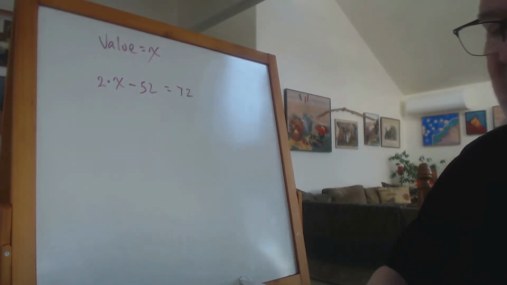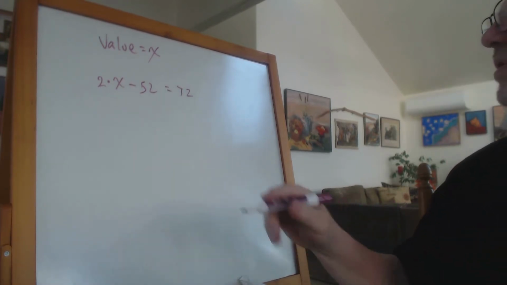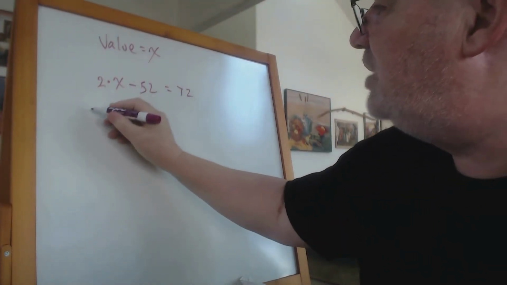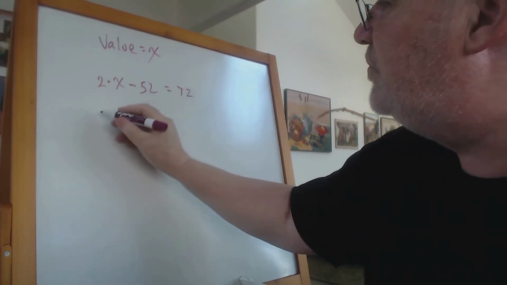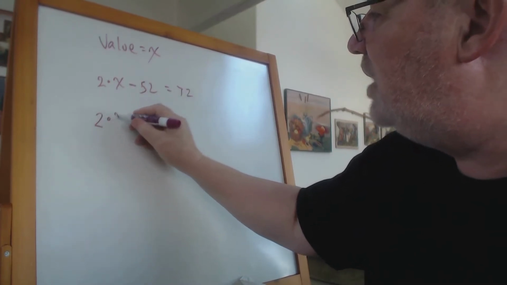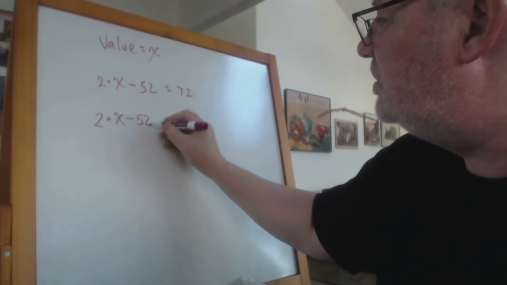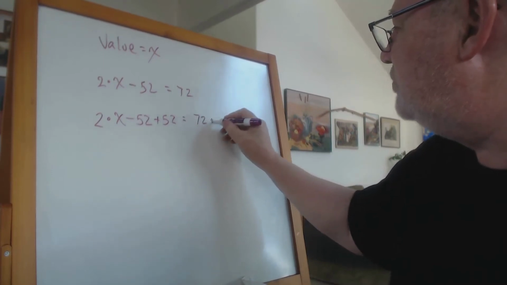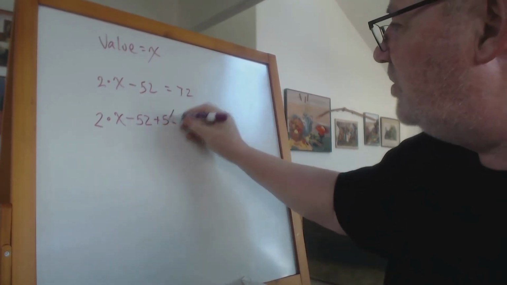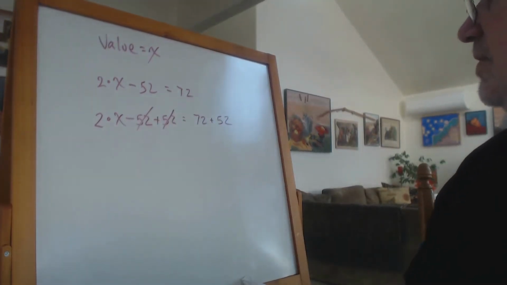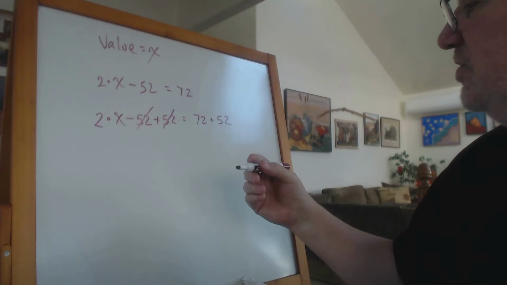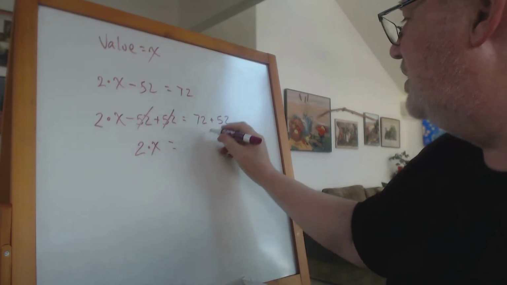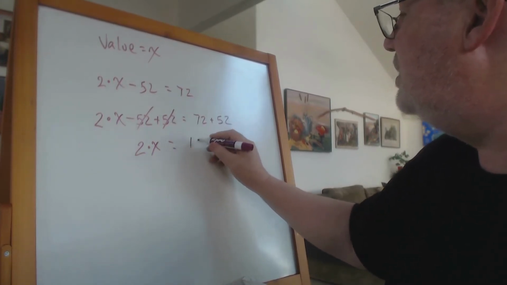Well, how do we simplify this? It'd be simpler if 52 wasn't there. So what if we add 52 to each side? That gets rid of the 52. So 2 times x minus 52 plus 52 equals 72 plus 52. Now we've gotten rid of the 52 on this one side, and it's been added to the other side. So we have 2 times x equals 124.